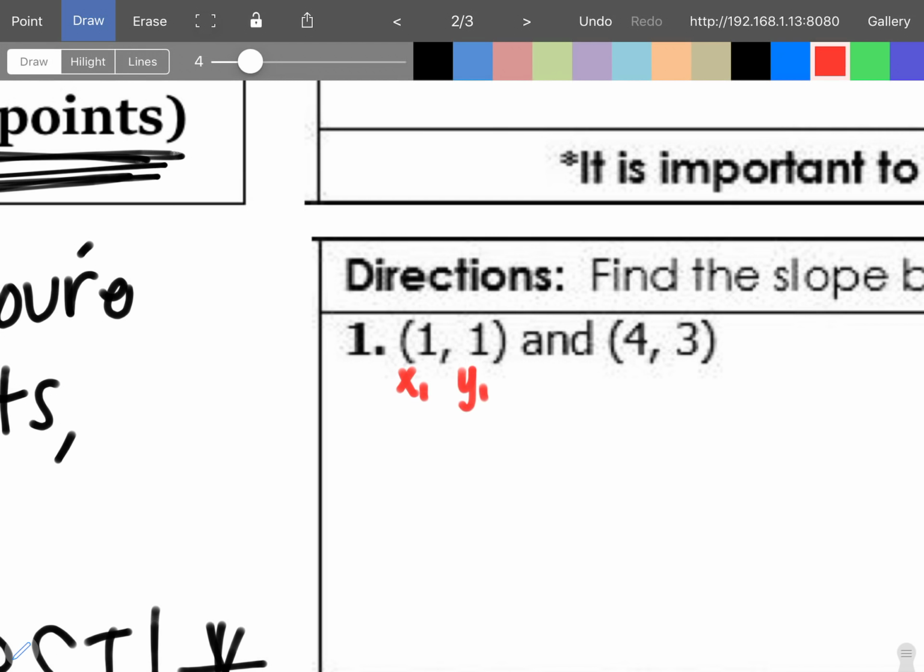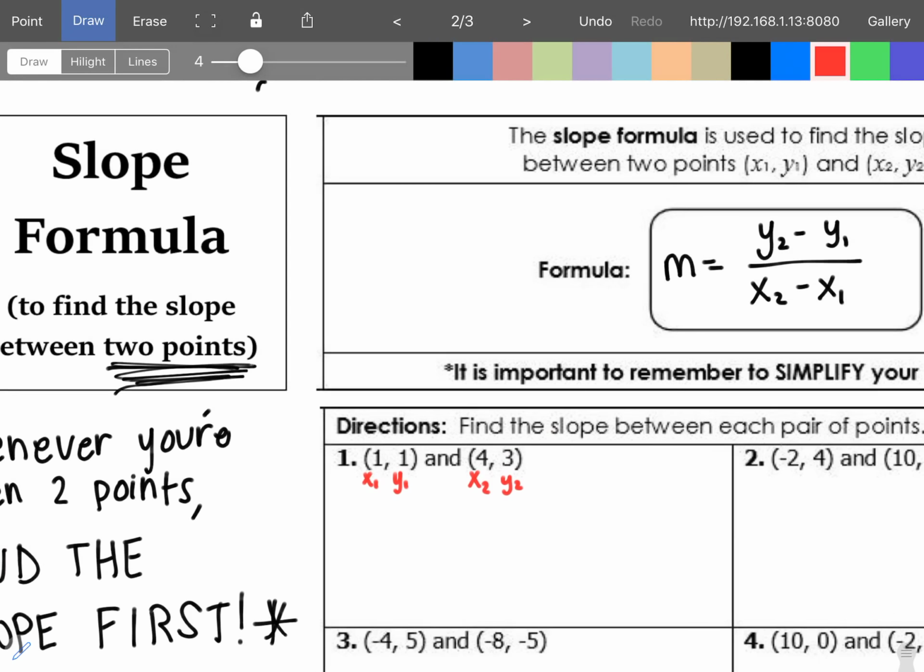Isn't every point x comma y? Every single point is x comma y. So this is just x1 comma y1. All that means is it's the first x and y point. What do you think this one's going to be? X2 and y2. That just means it's my second point, and x always comes before y. That's all that means. Okay, now we're going to use this formula, and we're going to plug it in.